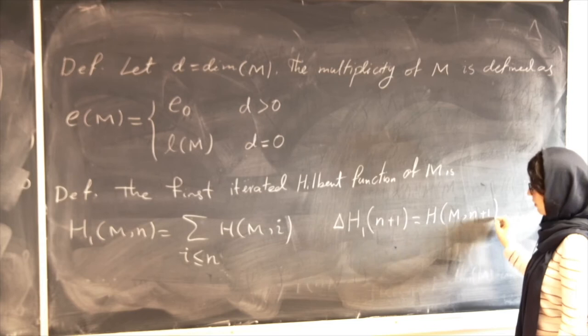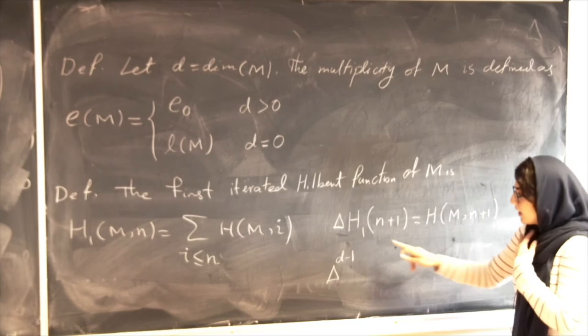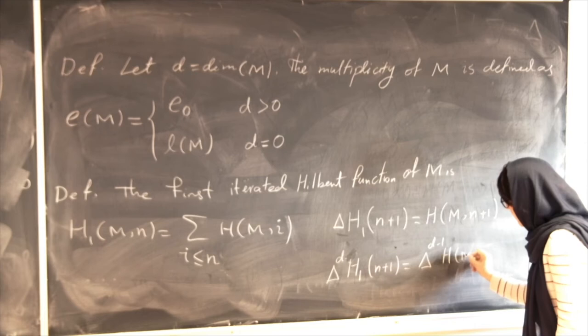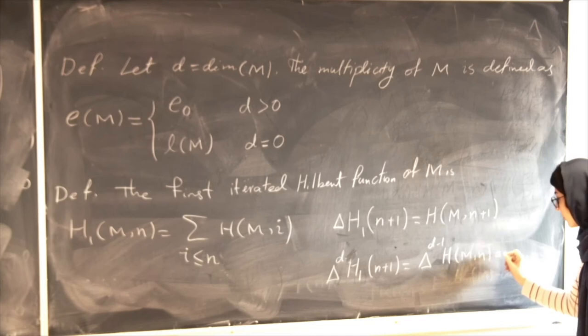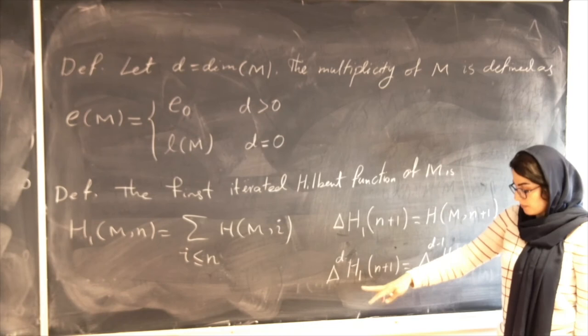So if we apply the difference operator delta d minus 1 to this equality, what we get is delta d of h1 is equal to delta d minus 1 of h. Because we proved that the Hilbert function is of polynomial type of degree d minus 1, this is equal to a non-zero constant. So delta d of h1 is a non-zero constant, and then we conclude that h1 is of polynomial type of degree d.